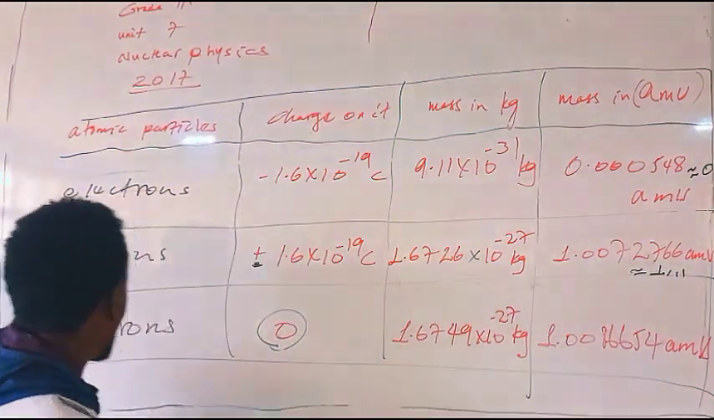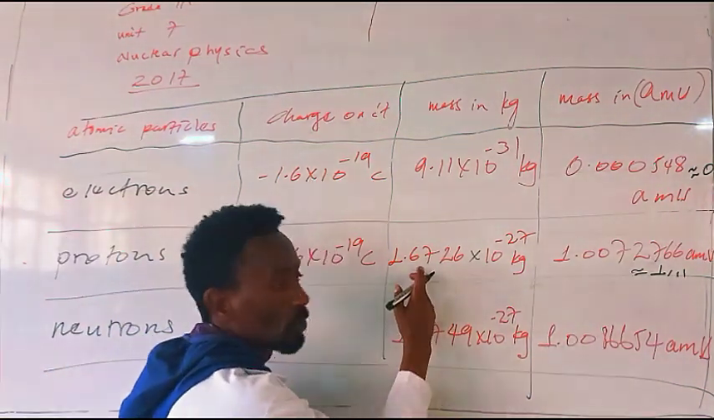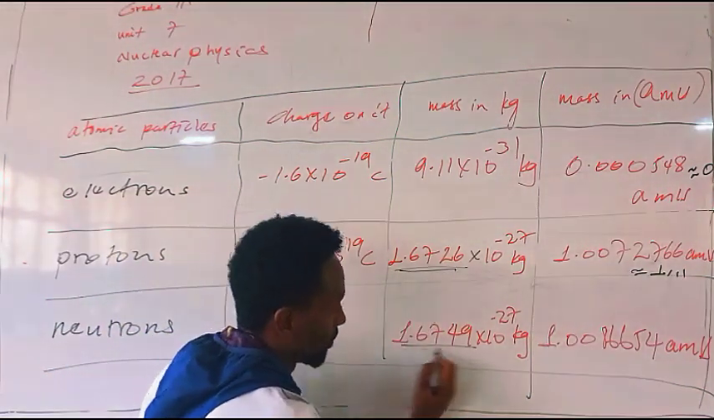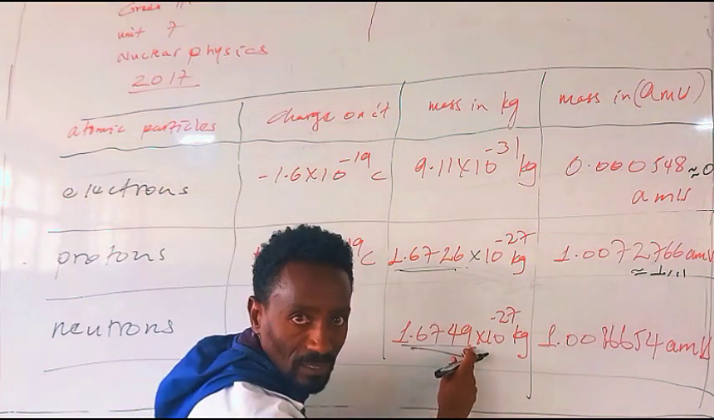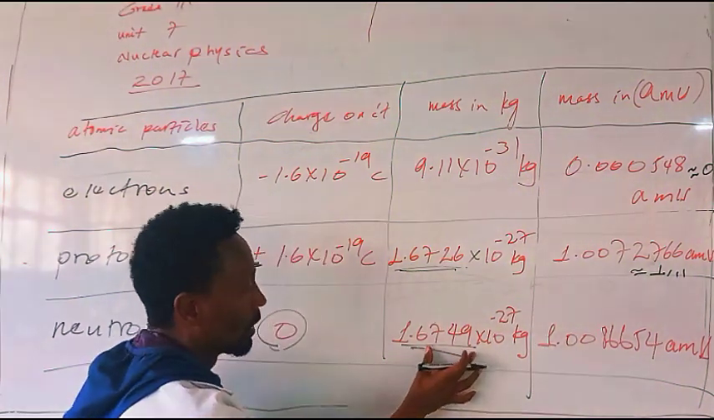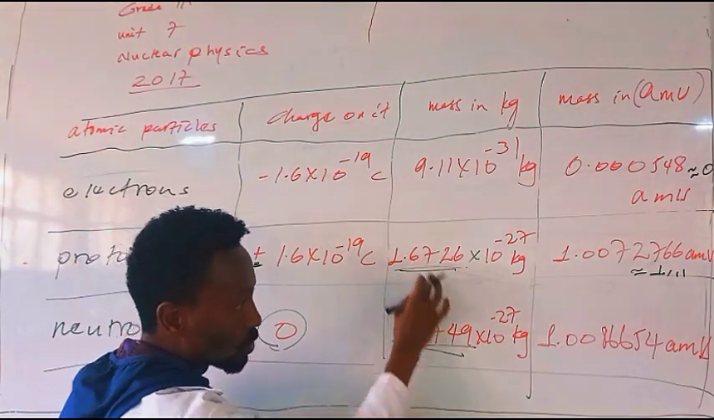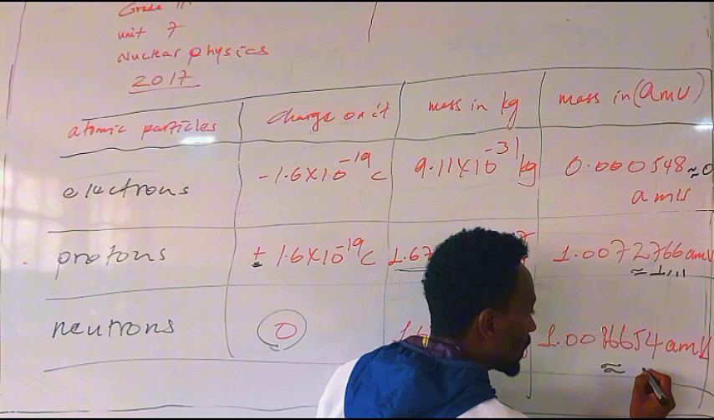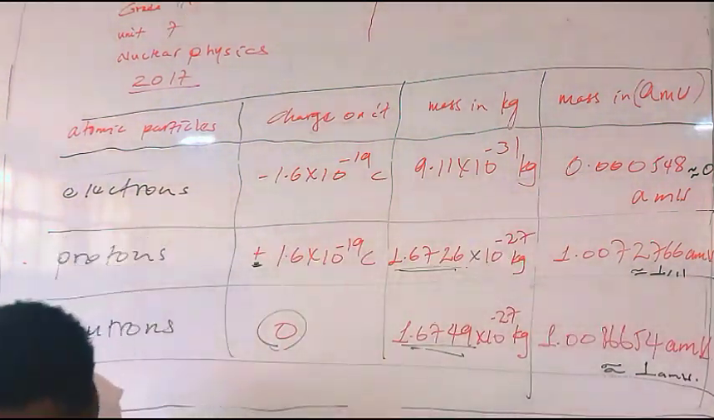But the mass of the neutron and the proton are slightly equal. To some extent, the neutron may have more mass than the proton. As you see the number here, 1.6749 is more mass than this one, that of the proton. So again, this is also approximately one atomic mass unit.